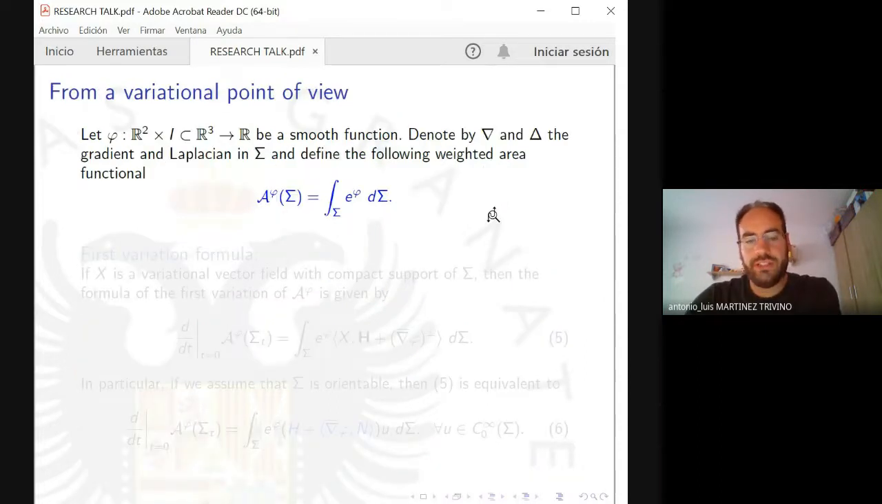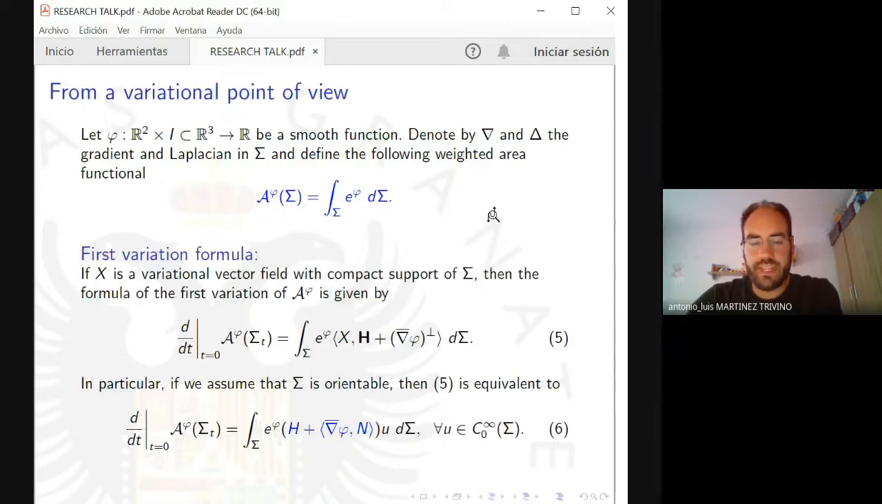Now, we'll introduce this family from a variational point of view. Let phi be a smooth function. Denote by nabla and delta the gradient and Laplacian operators in sigma, and define the following weighted area functional. If X is a variational vector field with compact support, then the formula of the first variation of this area is given by the following expression.